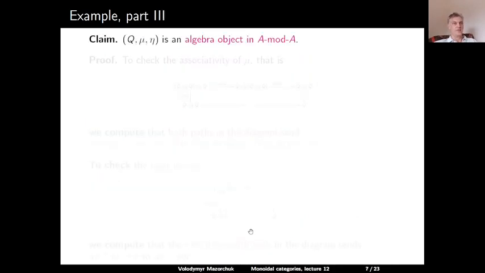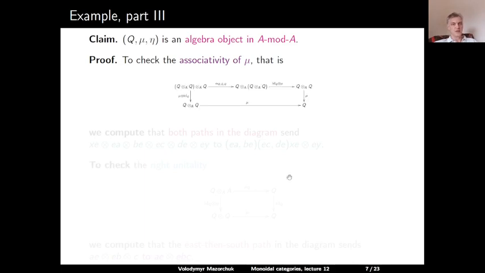And now we claim that the triple consisting of our A-A bimodule Q, the multiplication mu, and the unit map eta is actually an algebra object in the category of all finite-dimensional A-A bimodules. We need to check the axioms, to check the associativity of mu. So we have the diagram which describes the associativity of mu.